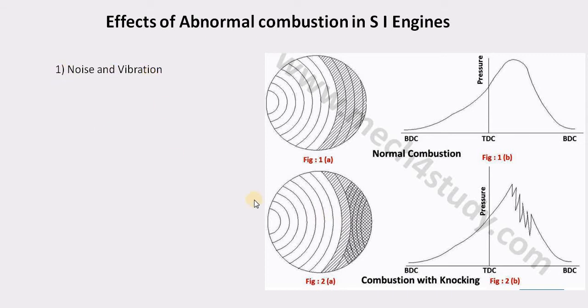So noise and vibration is the first effect. The smooth firing we generally experience in a petrol engine now starts giving noise. The noise is accompanied by vibrations, because the two flames collide and produce huge vibrations. Next is mechanical damage. Due to the higher mechanical stresses produced, there is going to be mechanical damage in the different parts related to the combustion chamber.